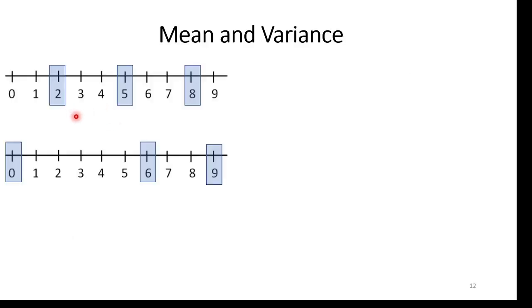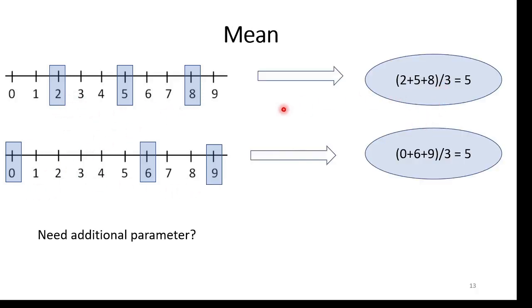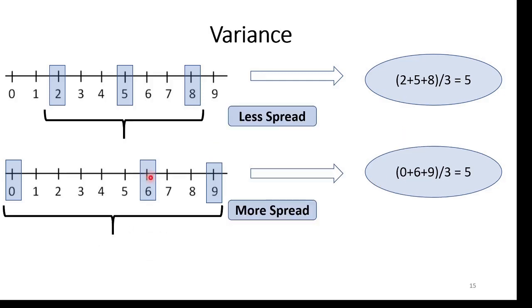Let's consider these data points from different sets: 2, 5, 8 and 0, 6, 9. We can see that the mean for both the data sets is the same. Do you need additional parameters? Yes. To distinguish between these two sets, we can use the spread of the data sets.